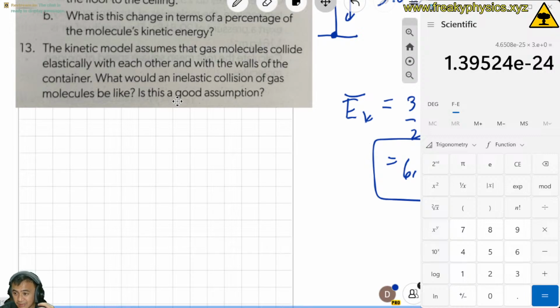And if the molecules lose energy, what happens to the temperature of those things? What will happen to the temperature of the gas? Lowers. It lowers. And then, because it's always inelastic, what keeps happening? With each subsequent collision, the temperature of the gas goes lower and lower and lower until we reach the lowest possible temperature, absolute zero. Okay? So is that a good assumption?